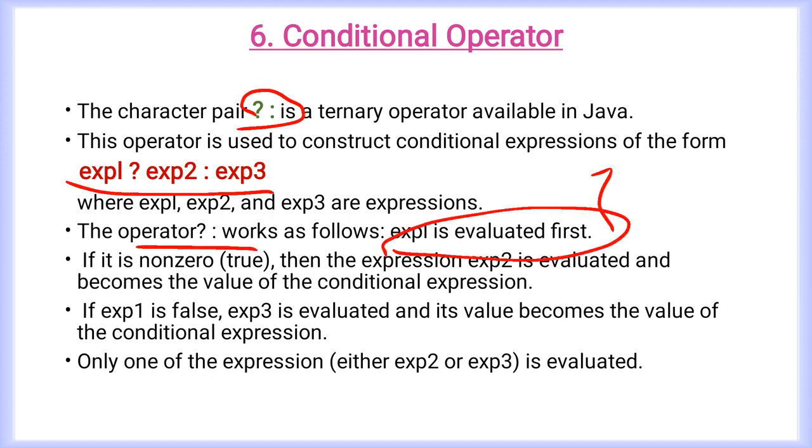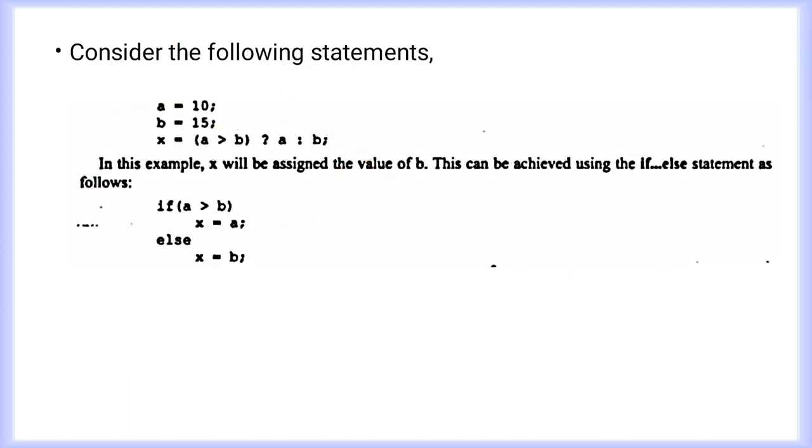First, only the first expression gets evaluated. If it is true, then expression 2 will be executed and becomes the value of the conditional expression. In case expression 1 is false, then expression 3 will be executed. True means expression 2, false means expression 3. Only one of the expressions is evaluated.